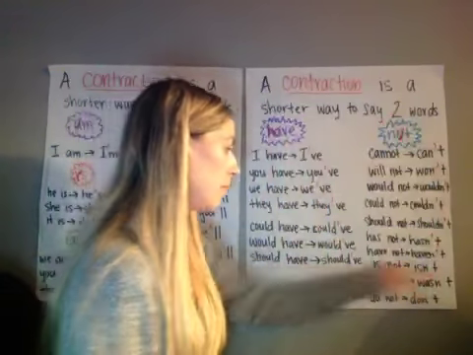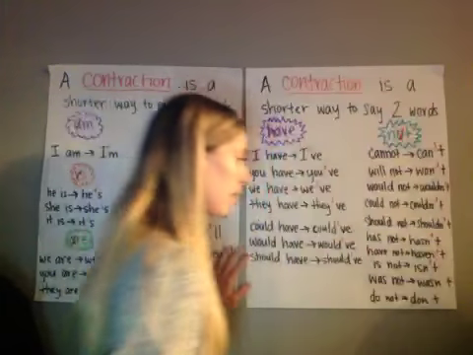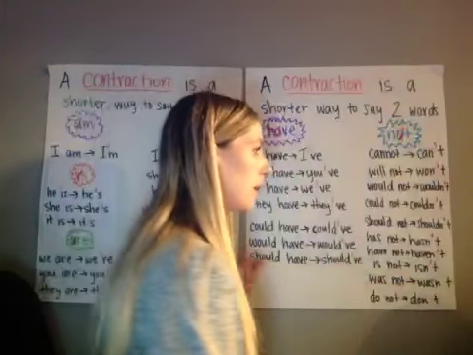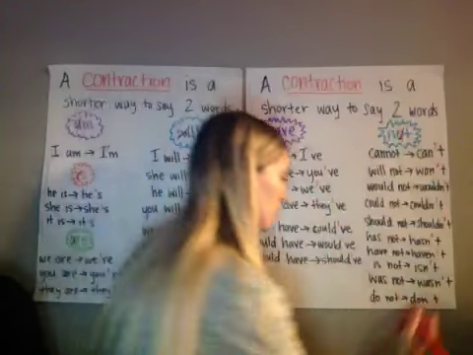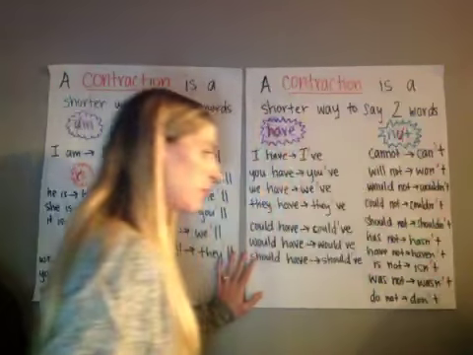Is not becomes isn't between the N and the T. Was not becomes wasn't with the apostrophe between the N and the T. And do not becomes don't. Apostrophe between the N and the T.